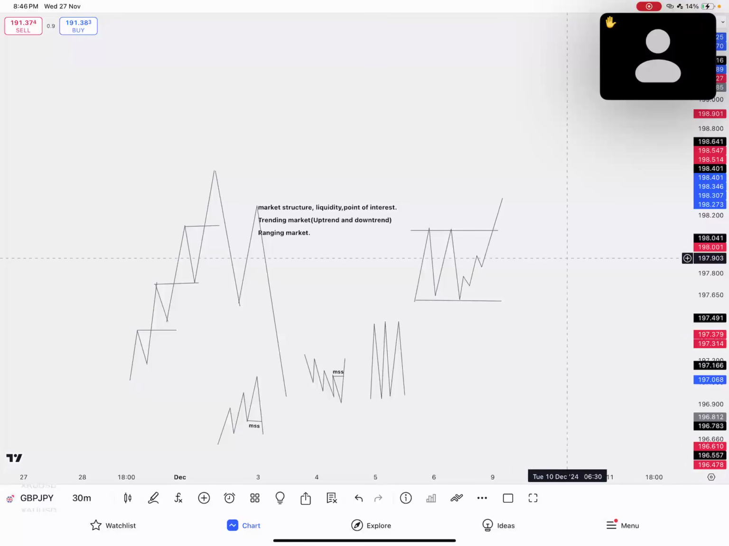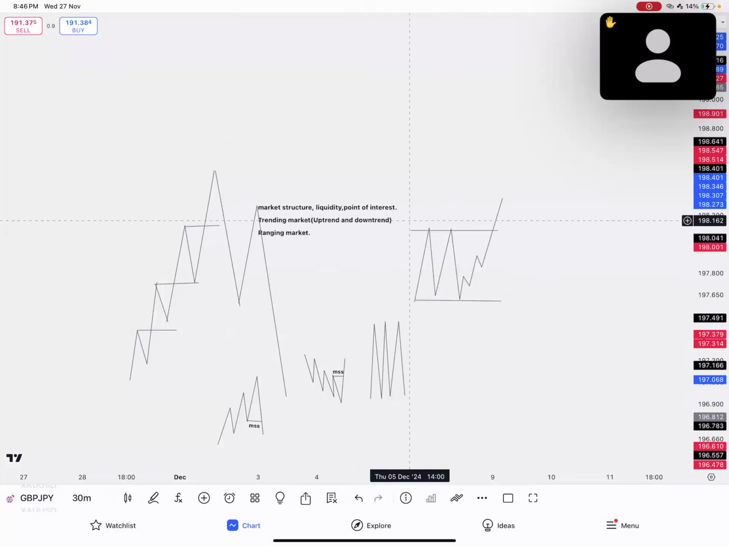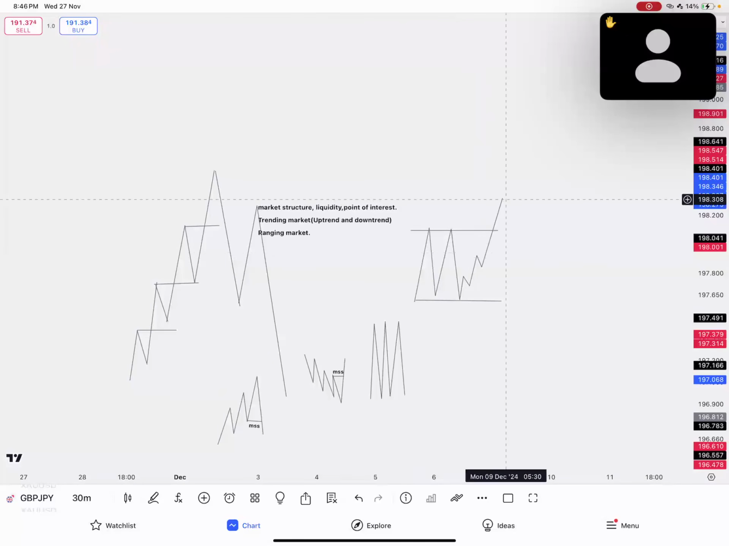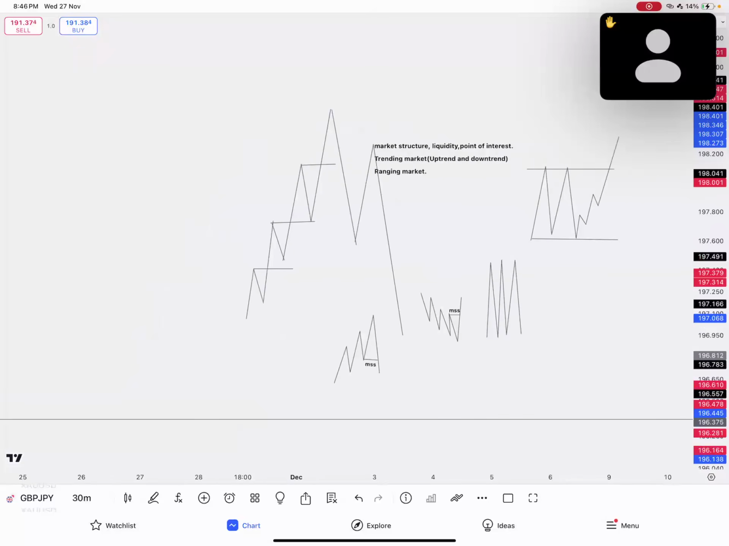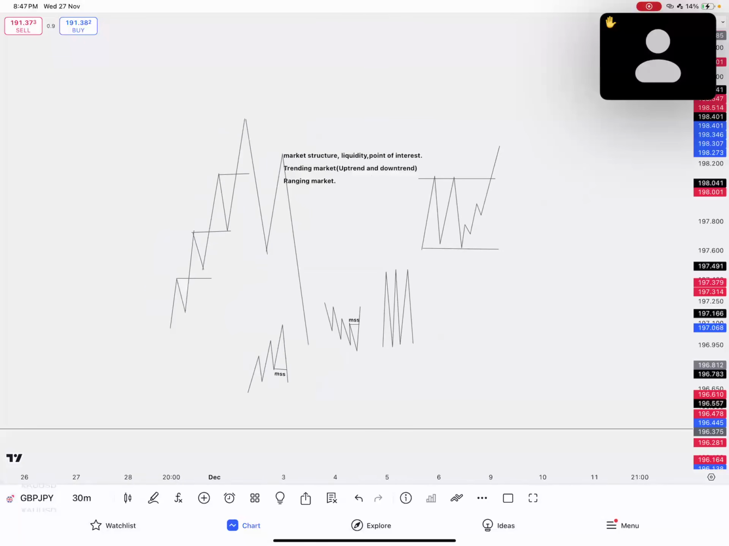You understand? So for market structure shifts, you're taking a trade in the opposite direction. For break of structure, you're taking a trade in line with the current trend and the zone that market broke into. That's the difference between break of structure and market structure shift. So that being said, I'll now move on to the next part of my strategy, which is the liquidity.